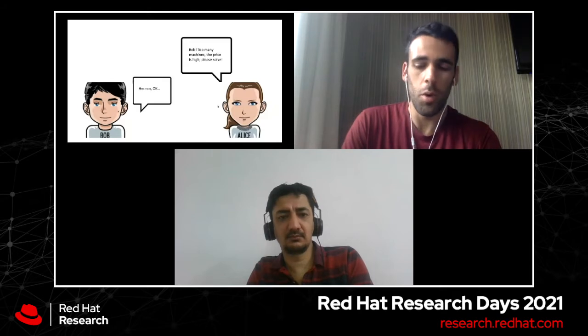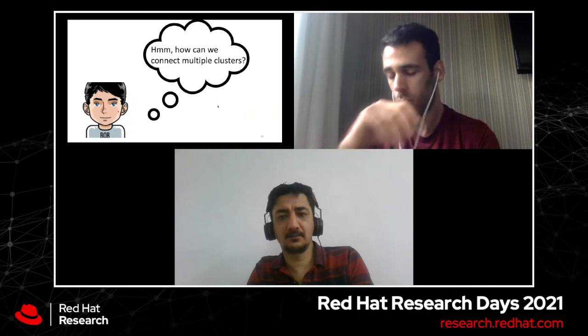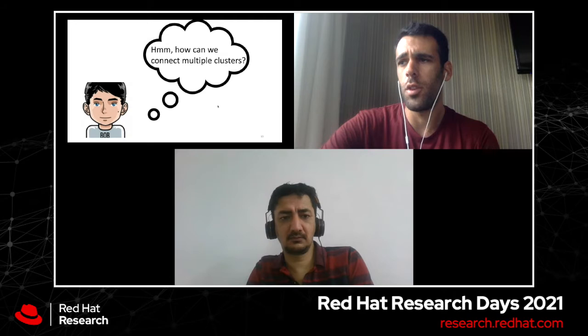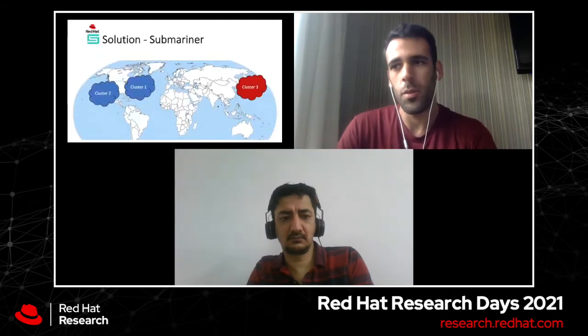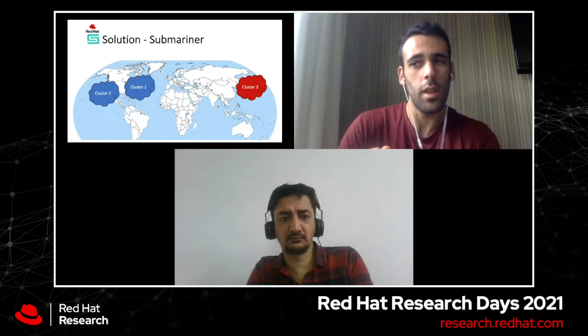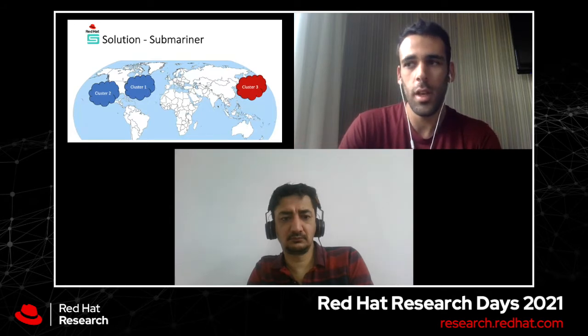And Bob starts thinking to himself, how can he connect multiple clusters together? And he goes online and starts researching about it. And he comes across Submariner. So Submariner allows us to connect the networking of different clusters directly and allows communication of pods and services between different Kubernetes clusters.